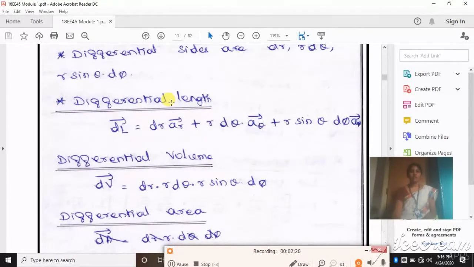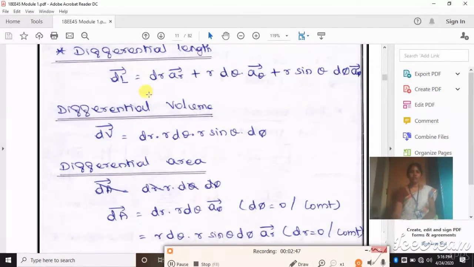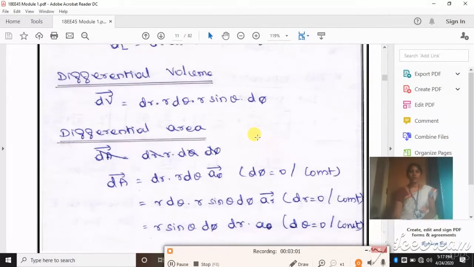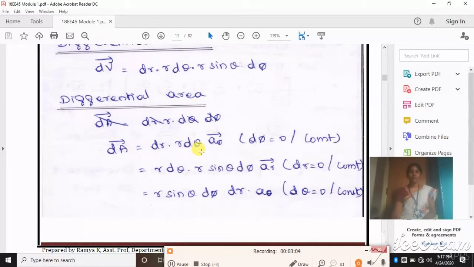In this, the differential elemental length dl can be written as, the three coordinates are r, theta and phi. Here theta varies with respect to r, and phi varies with respect to r as well as theta. So we can write it as dr ar plus r into d theta into a theta plus r sin theta into d phi into a phi vector. For the differential volume element, it is dr, theta varies with respect to r so r into d theta, and phi varies with respect to r and theta, so r into sin theta into d phi.